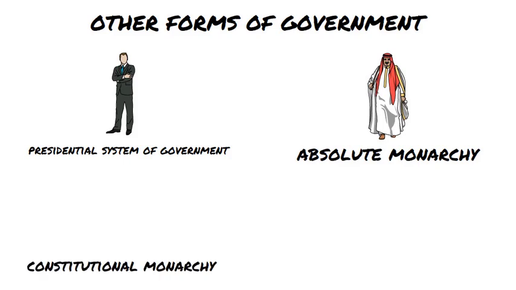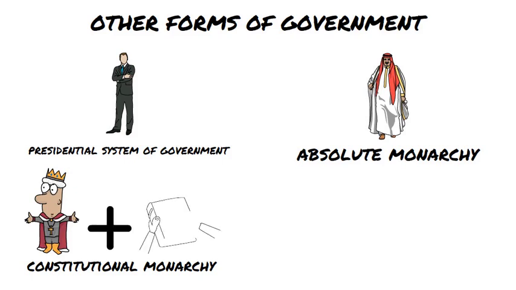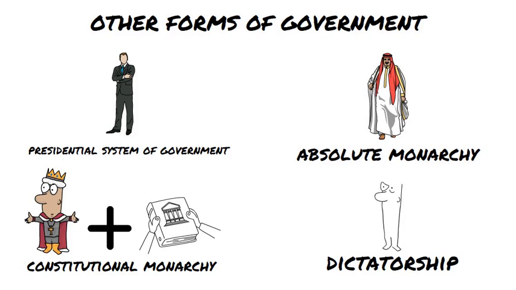Constitutional monarchy, in which the monarch is not alone in the decision-making process and shares power with a constitutionally organized government. The monarch is also bound by the constitution. For example, the United Kingdom. Dictatorship, in which a single or a group of leaders wield absolute power without any limitations. Usually, dictatorships are very oppressive and tyrannical. For example, North Korea.